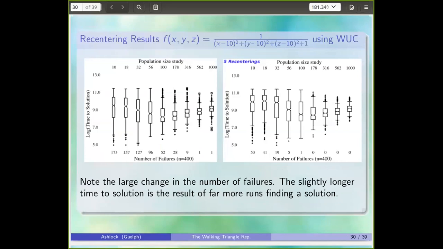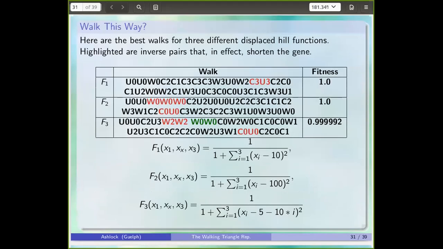So here's a comparison of just running the algorithm I ran before with running it with five recenterings. The recenterings have pretty much no additional cost. And the thing to look at there is the time to solution remained fairly similar, but the number of failures plummeted when we recentered. So it's a good technique. And so another thing that's a little odd about this is the gene length matters, but it matters less than you think because the representation is free to put inverse members in the group beside one another.